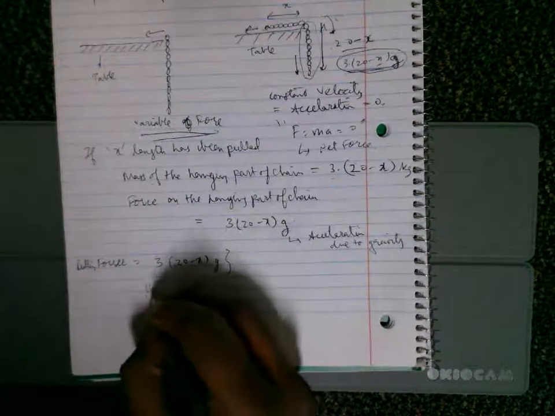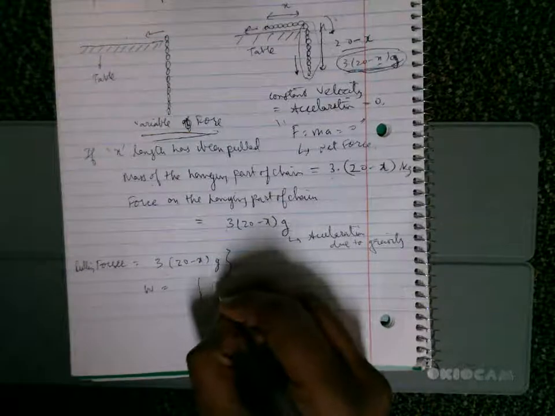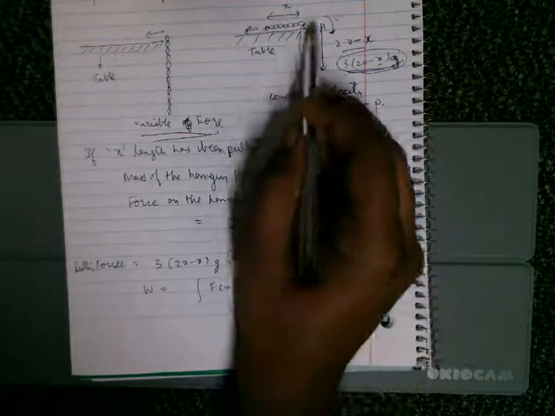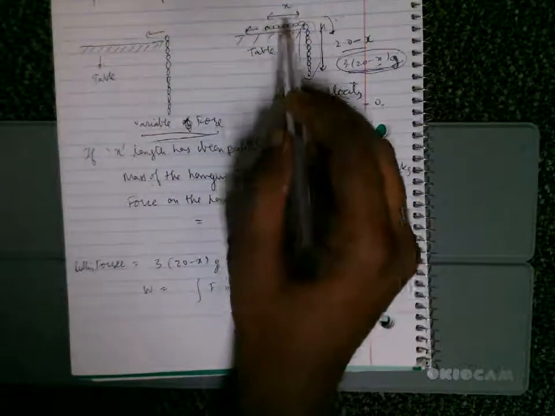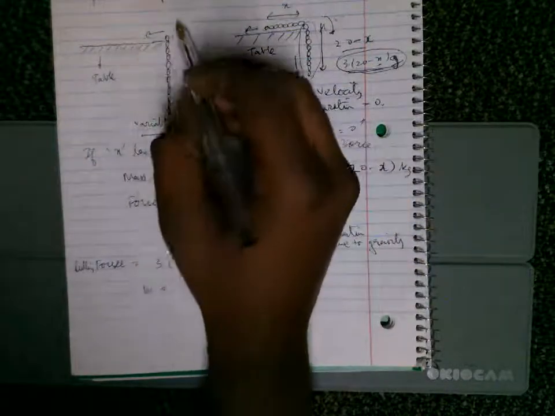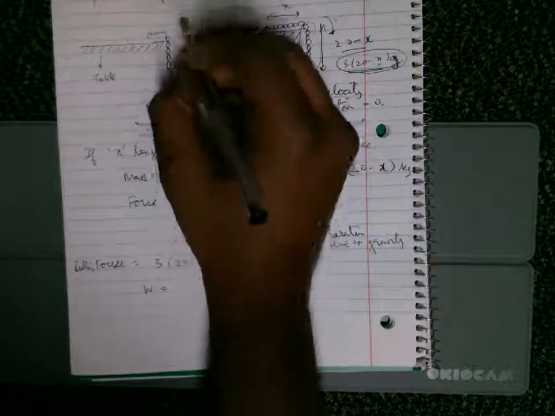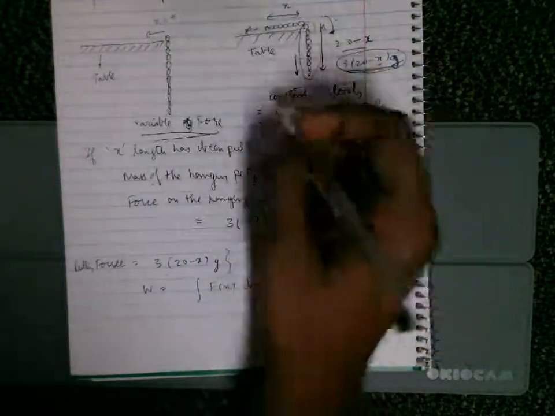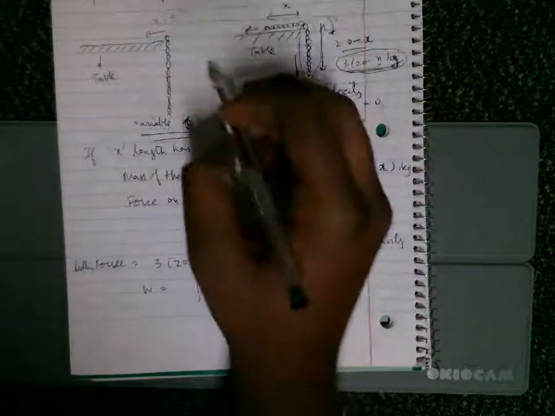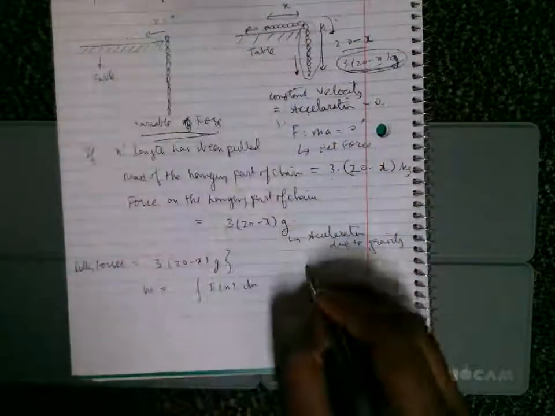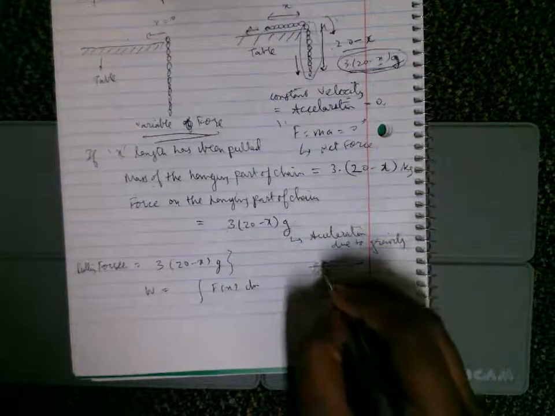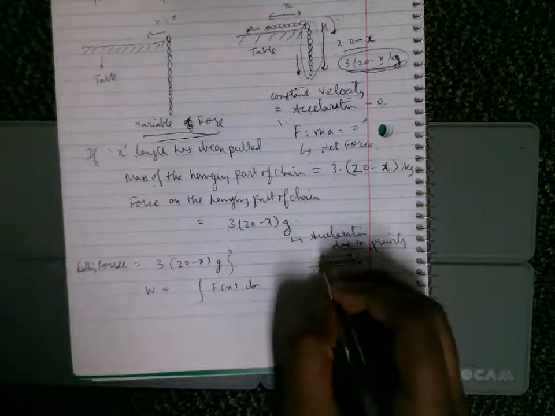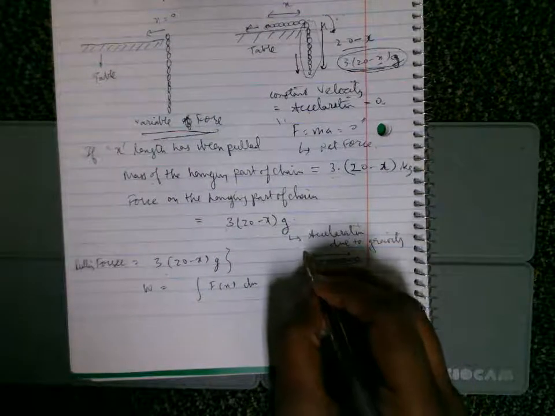So that means the work done is equal to the integral of f of x dx, where x is the length which we have pulled away. At the initial stage, the length which we have pulled away is 0, right? Because we haven't pulled the chain at all. And in the final stage, when all of the chain has been pulled, the total pulled length is equal to the entire length of the chain, which is 20 meters.